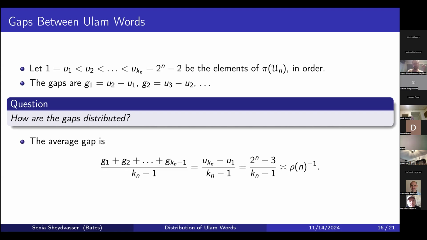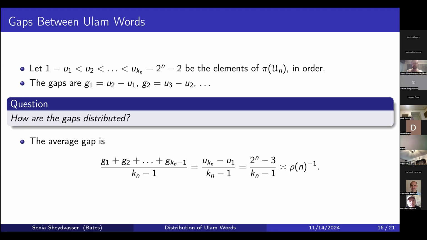So one thing you can ask about is the average gap, the mean, which is, of course, going to be the sum of all of the gaps divided by the number of them. But what you see is that if you sum the gaps, this is a telescoping sum. So it really is just the difference between the last Ulam word and the first Ulam word. But we know what those are. It's 2 to the n minus 2 and 1. And so what we get is that this average gap is exactly (2 to the n minus 3) over k to the n minus 1.